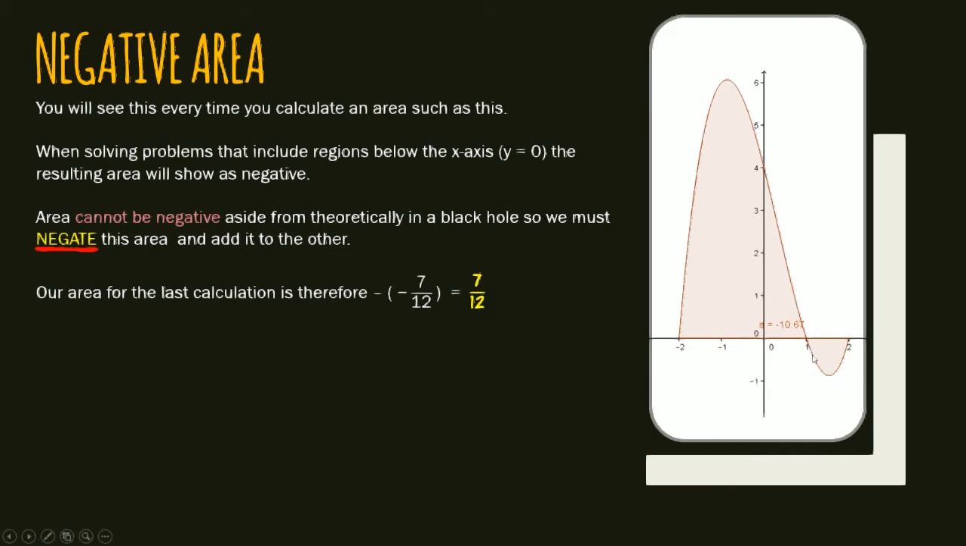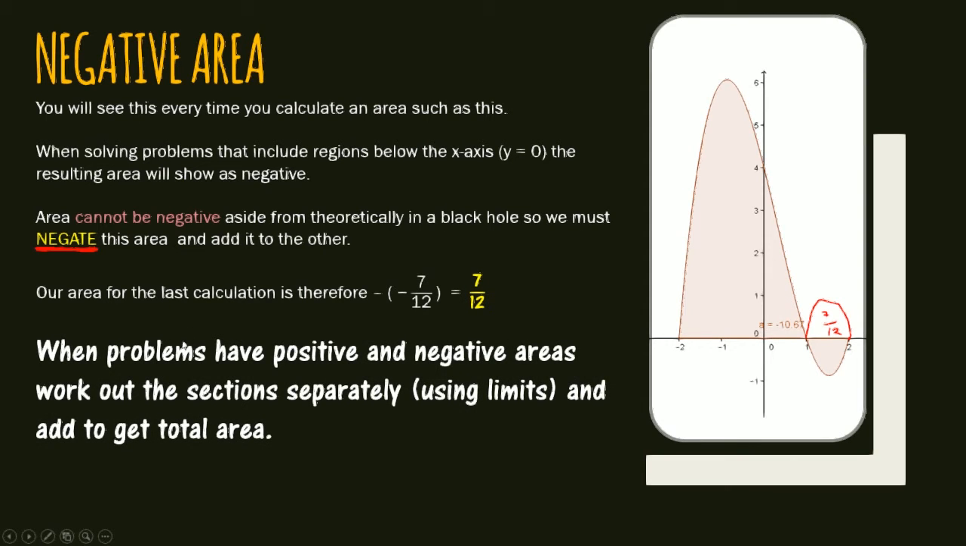So the area of this bit, if this bit had been up above the x-axis up here, would have been 7 out of 12 square units. But it wasn't, it was below the x-axis. And because of that, it got a minus sign. But area can't be negative, so we negate that area.